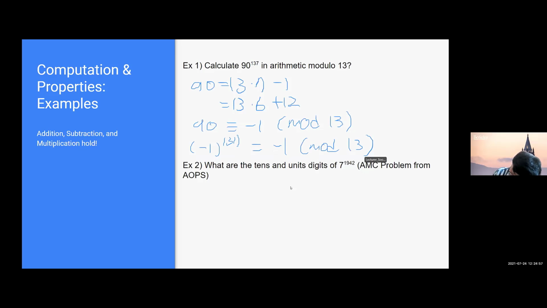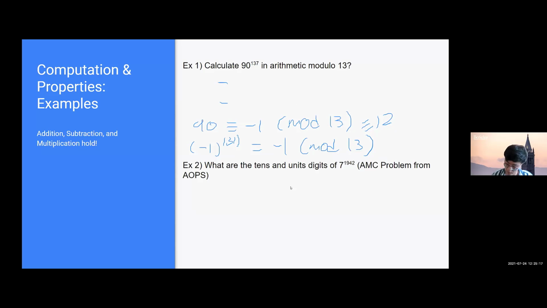So now 90 to the 137 is congruent to minus 1, or 12, as many of you told me. Yeah, you are correct. Okay, it seems someone told me the tens digit is 4 and the units digit is 9. Yeah, you got it correct.